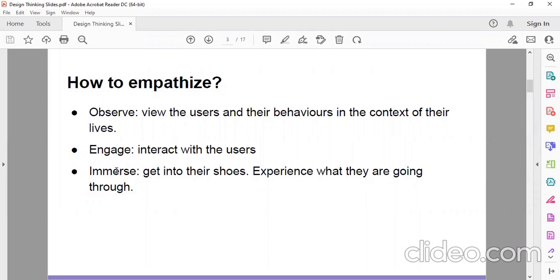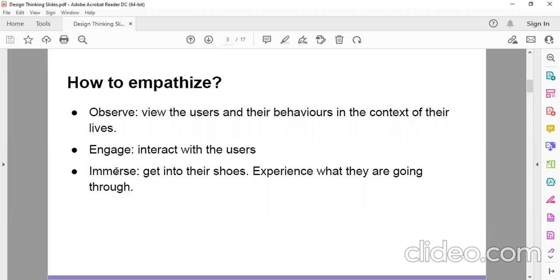So in that case, we can't get to know the real behavior of the user, their real needs and so on. So it is a bad practice to observe in a controlled environment. It should be an open environment. You should observe them without making them aware that they are being observed.